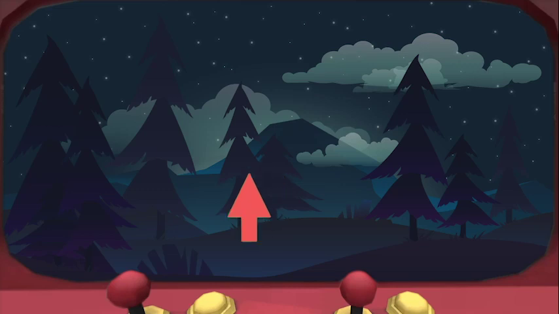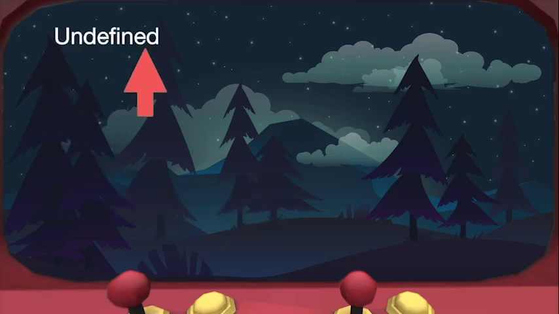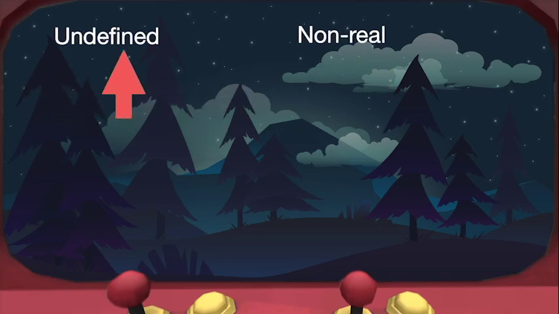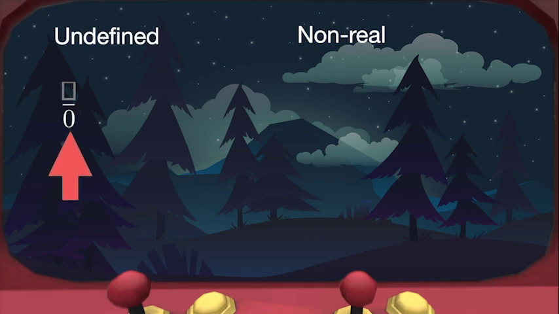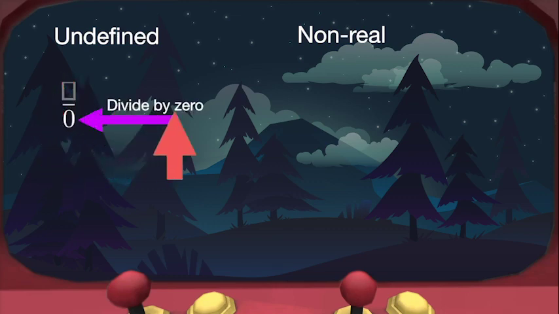We are going to learn what is an undefined expression and what is a non-real expression. Now, an expression is undefined when we divide by 0, when the denominator is equal to 0. So it doesn't matter what kind of fraction or division sum we have. If we divide by 0, then it is classified as undefined.